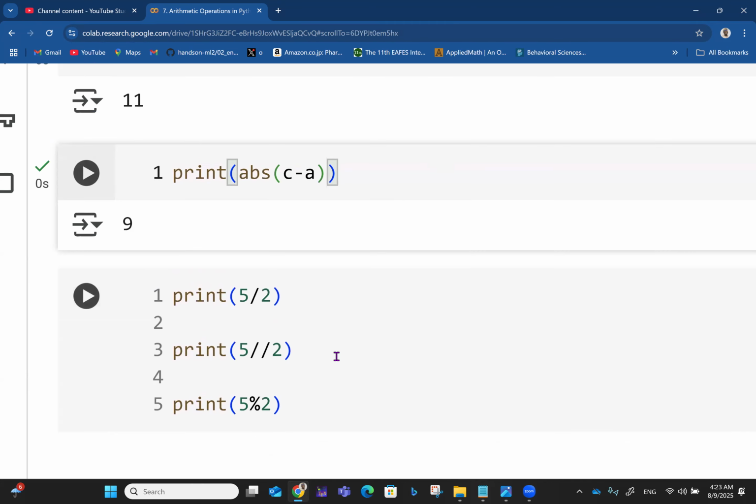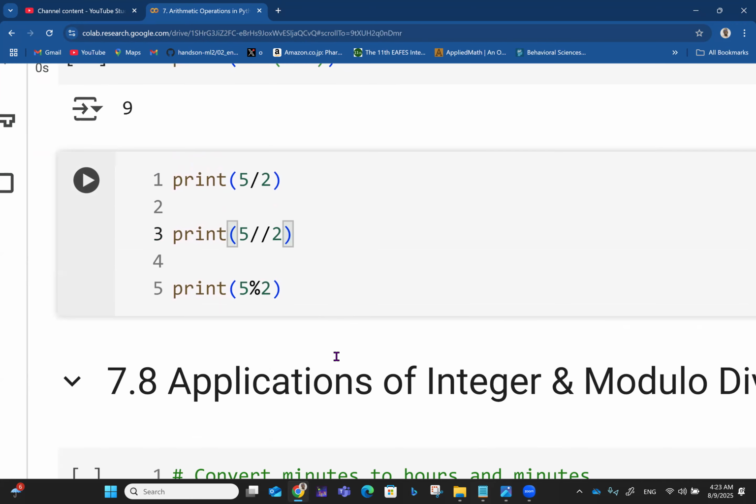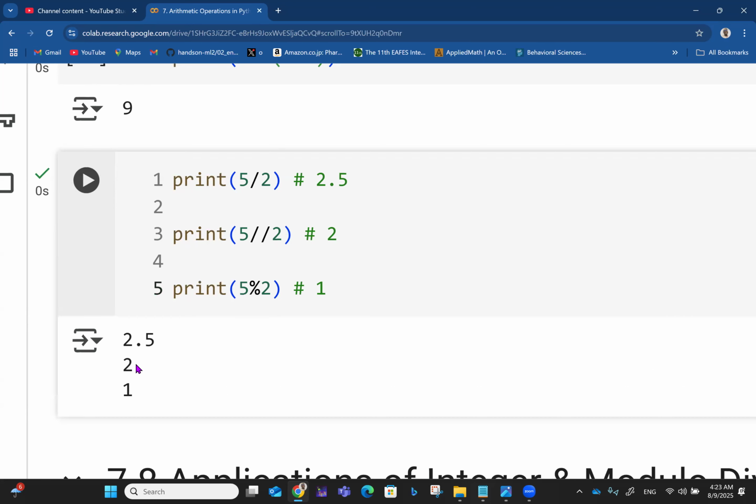Okay. Then, of course, we can also do direct divisions like this. 5 divided by 2, that is a float. As you expect, this should be 2.5. Then 5 floor division 2. 2 goes in 5 2 times. We don't care about the remainder. Then here we care only about the remainder. 2 goes in 5 2 times, and the remainder is 1. So if we run all this, we expect to get 2.5, 2, and 1 easily.